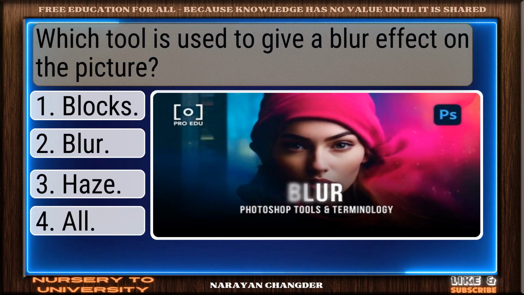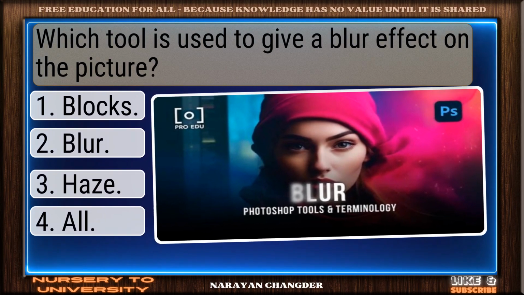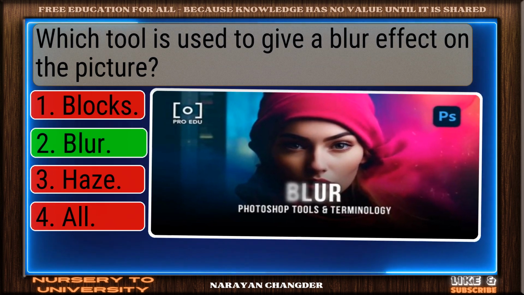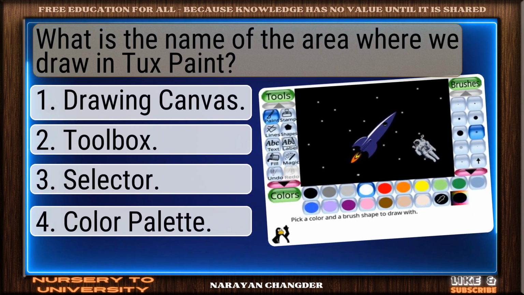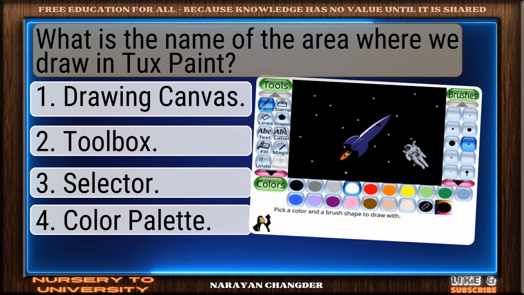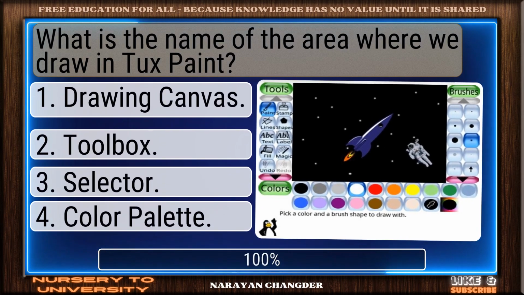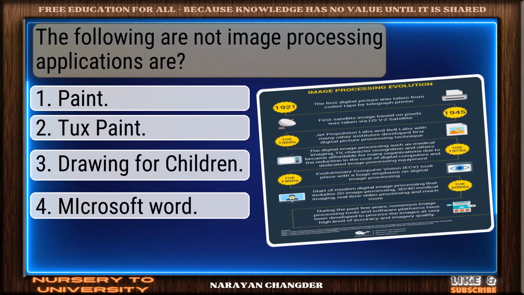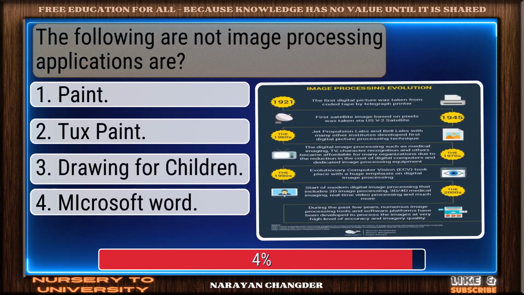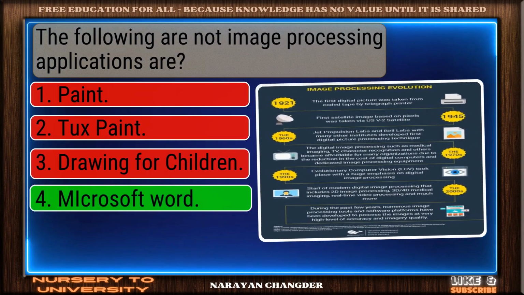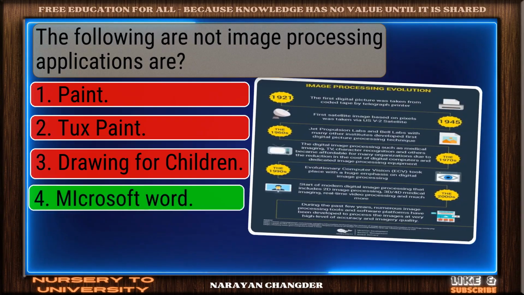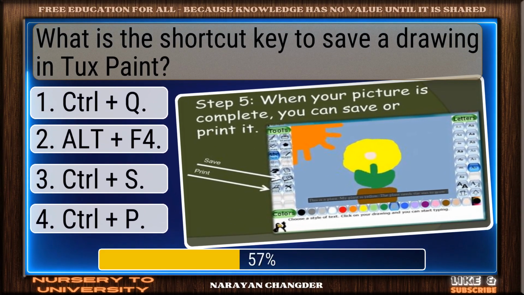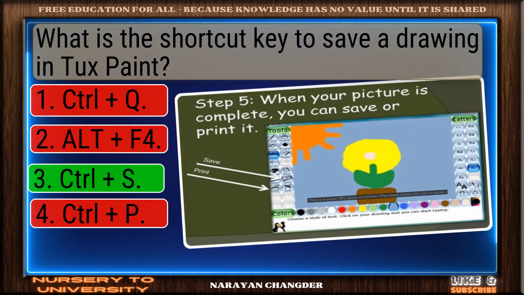Which tool is used to give a blur effect on the picture? Great thinking. Blur is right. What is the name of the area where we draw in Tux Paint? Nicely done. Drawing canvas is solid. The following are not image processing applications are. Solid response. Microsoft Word is valid. What is the shortcut key to save a drawing in Tux Paint? Well done. Ctrl plus S is right.